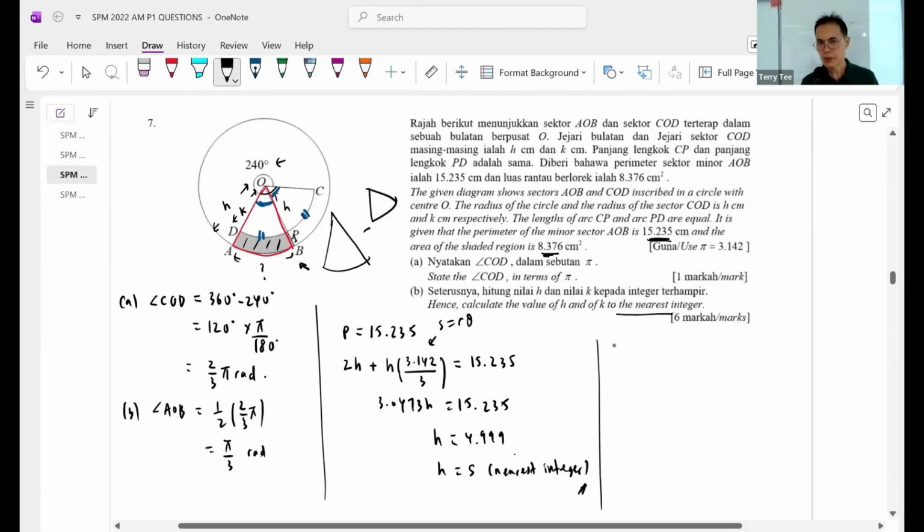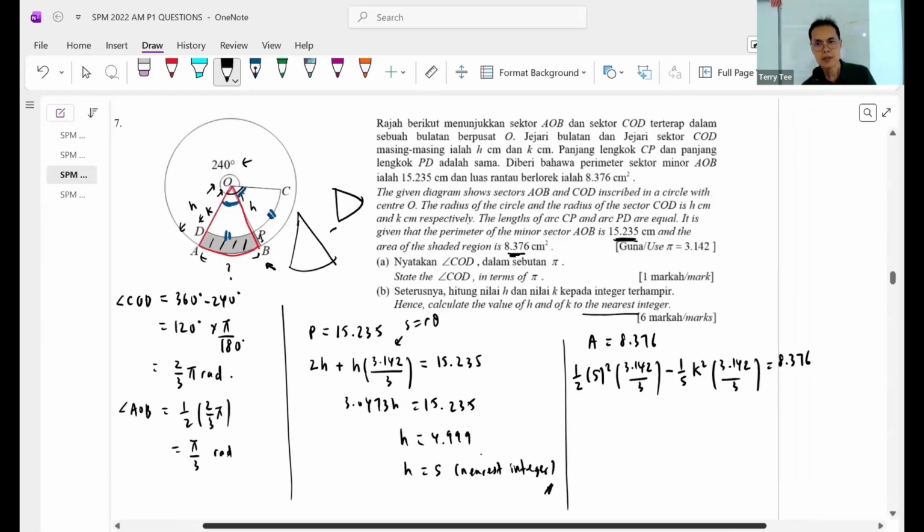The big sector will be, let me write down, area is 8.376. The big sector is half. What's your radius? 5 squared. What's your theta? Pi over 3. So for pi over 3, I can use 3.142 over 3. Then you minus the smaller one, half. What's your radius? K squared. What's your theta? 3.142 over 3 equals 8.376.